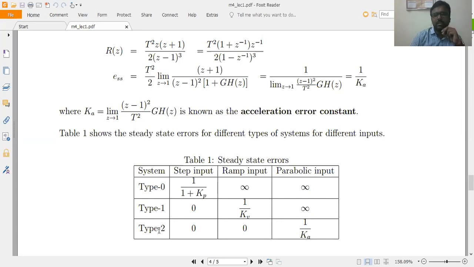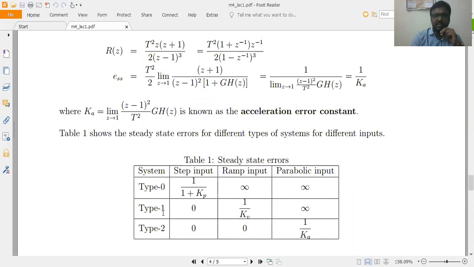The type 1 system is concerned with ramp functions. Therefore, the steady state error for the step input is 0 and for the parabolic input is infinity. And the type 2 system is concerned with parabolic functions. Therefore, the steady state error for the step input and the ramp input is 0. Based upon this table, you can get a question in your university examinations, and not only in the university examinations, but also in competitive exams.